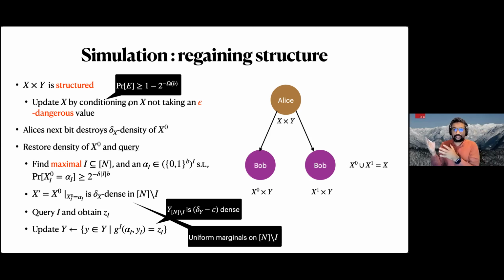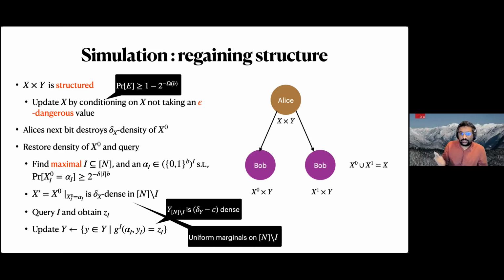But because of the main lemma, we know that the probability that x is not taking an epsilon dangerous value is very high. It's something like 1 minus 1 over poly n. So almost always x would not be taking a dangerous value. So conditioning on this doesn't destroy density by much. It's a very small reduction in density. So you're only removing a small number of x's. And now we continue as before.